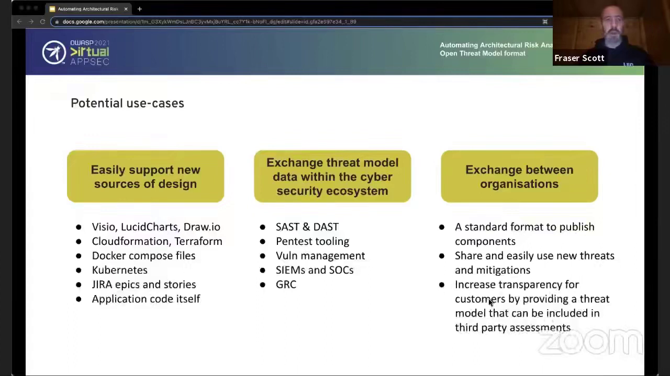And I can learn that as a result of using some of this content from a third party. Or maybe I want to be able to share and easily publish threats and mitigations in some way, so that maybe I've done some research and I want to be able to put it out there in a way that's easy to consume by other organizations and other tools and stuff.